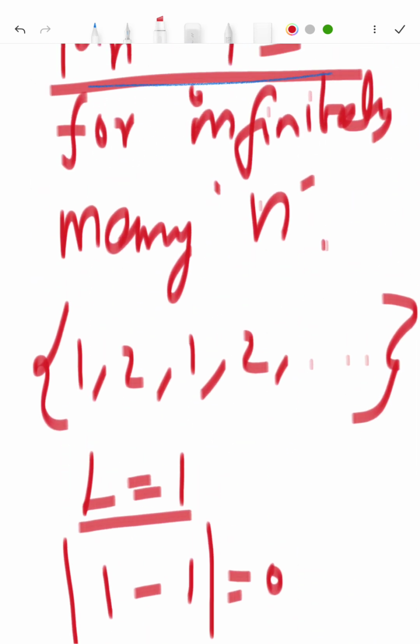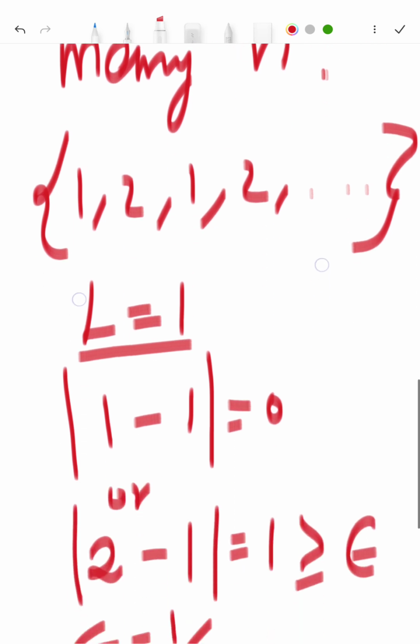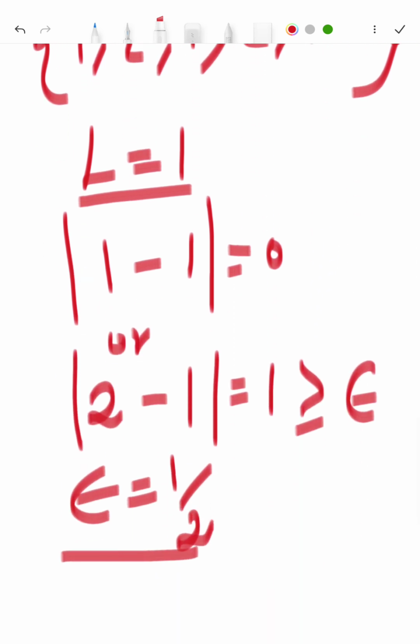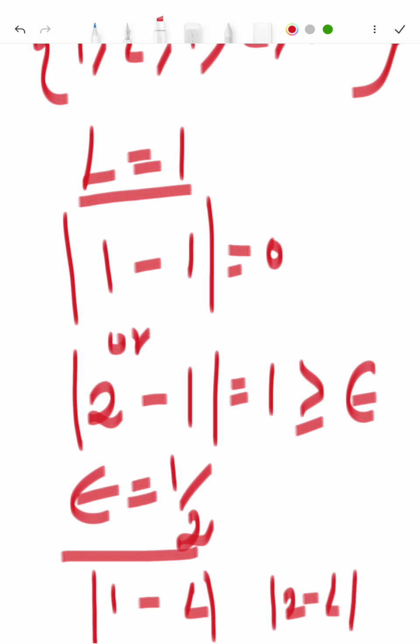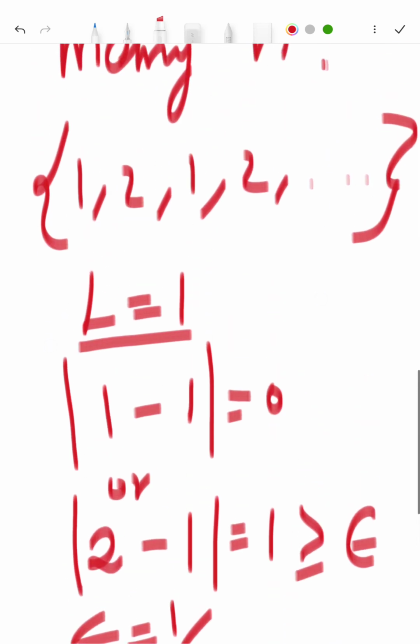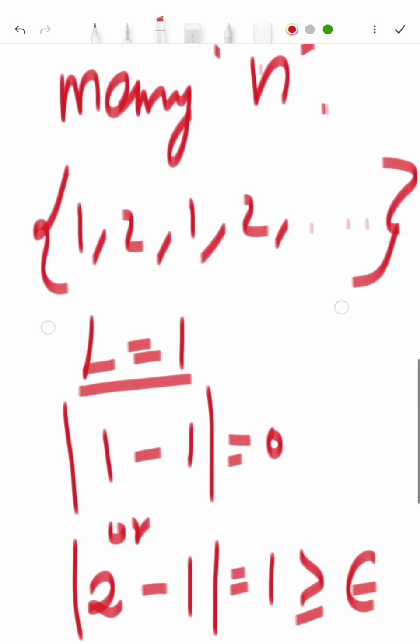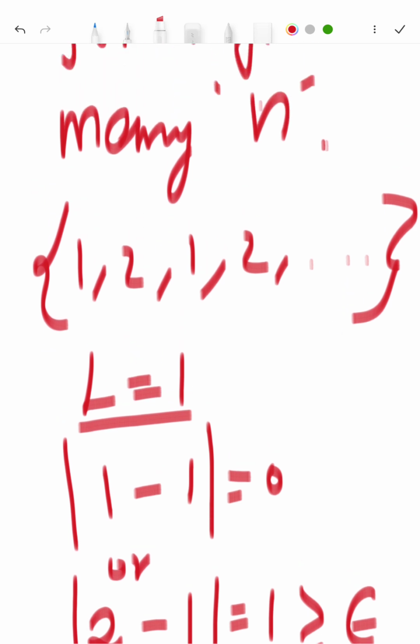So if you want to take some other real number L, that also we can handle: 1 minus L or 2 minus L will come. So epsilon we can choose in such a way that it is less than or equal to these numbers, right? So no real number is a limit point for this sequence. Okay. Thank you.